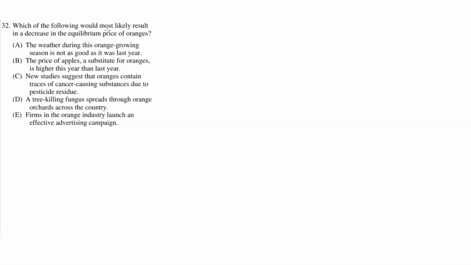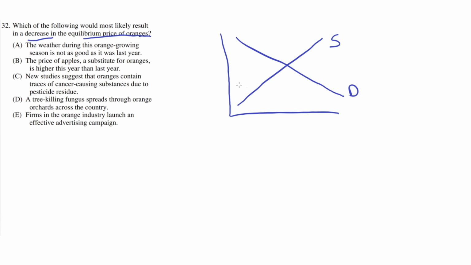Which of the following would most likely result in a decrease in the equilibrium price of oranges? So in this question, we're told to find the following option choice that would result in a decrease in the equilibrium price of oranges. So to begin with, let's first draw a graph whereon we'll analyze each of these situations with this graph. So this will be a simple supply and demand curve with price on the y-axis and quantity of the goods on the x-axis.